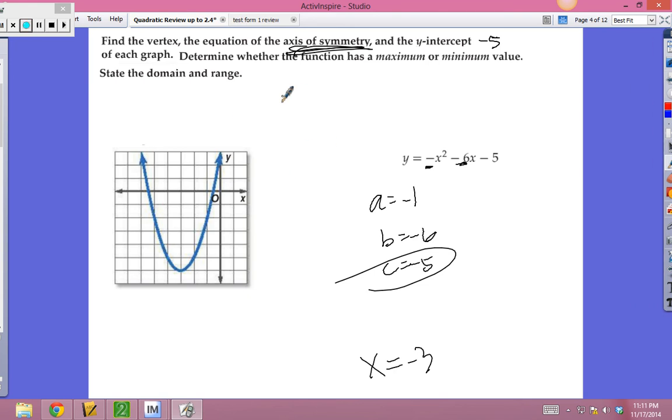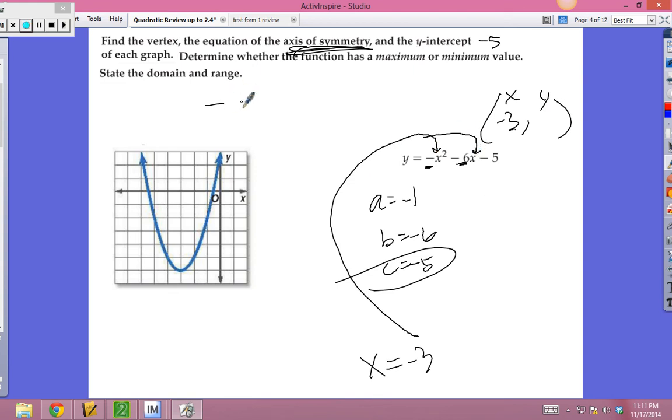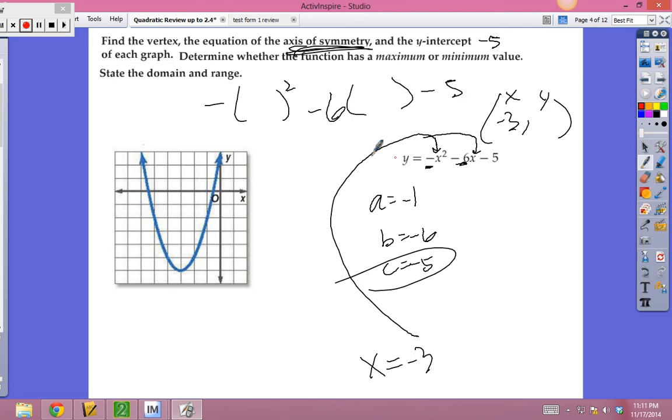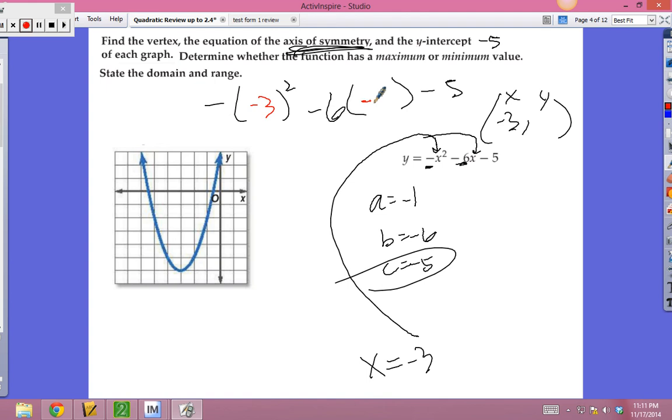So the vertex is going to happen right here at -3 something. We know the x, you just got to find the y. If you know the x is -3, you need to substitute it in for both the x's. So we got negative whatever x was squared minus 6 times whatever x was minus 5. So replace those x's, substitute -3's in there. And then just punch that in your calculator, do it in your head, something, hit enter.